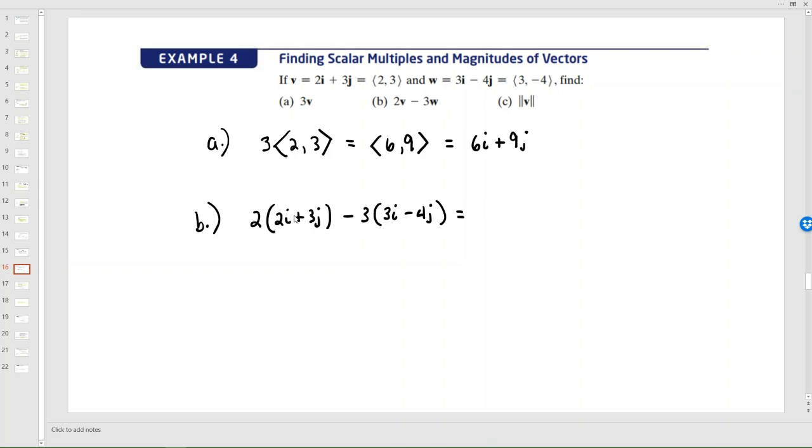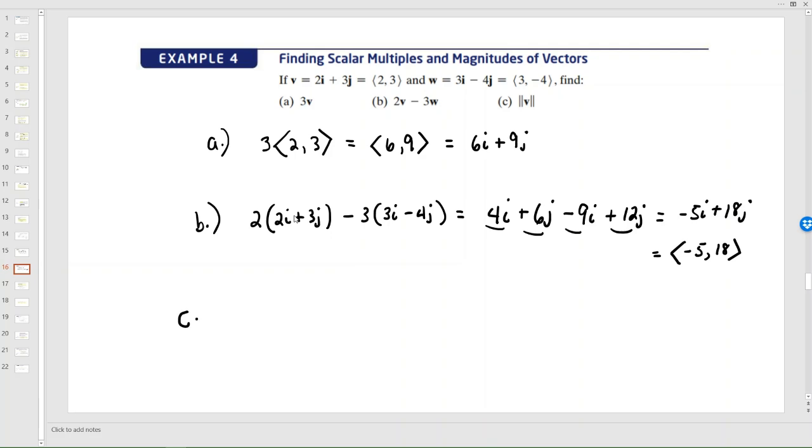Okay, so we're going to end up with 4i plus 6j minus 9i plus 12j. So we're going to combine the j pieces and the i pieces to form our final result. So that's going to be negative 5i. And then I got 6 and 12, so plus 18j. And we could also write that as negative 5, comma 18. It's a vector that results from twice v minus 3 times w.